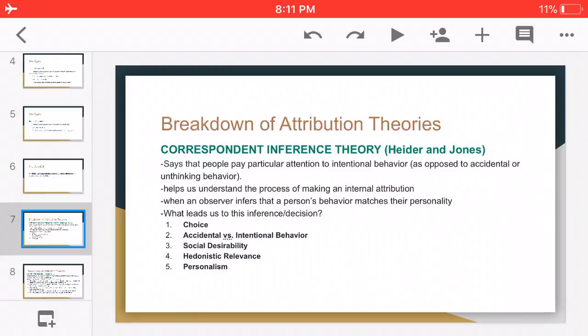So there are three main theories when it comes to attribution. The first is the correspondent inference theory by Heider and Jones. This says that people pay particular attention to intentional behavior as opposed to accidental or unthinking behavior. This theory relates directly to internal attribution rather than external. It applies when an observer infers that a person's behavior matches their personality, which is one of those factors we looked at with internal attribution. So what leads us to make the inference that it's an internal attribution, according to this theory, is choice, accidental versus intentional behavior, social desirability, hedonistic relevance, and personalism.